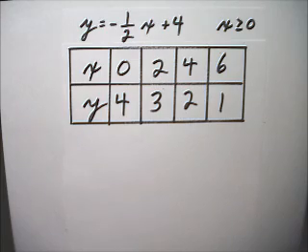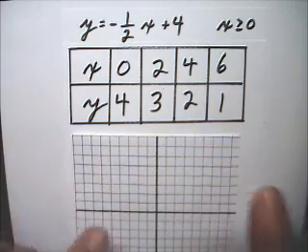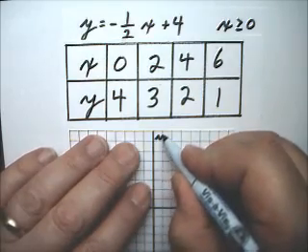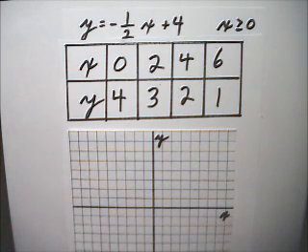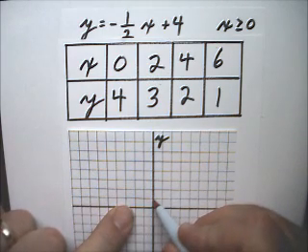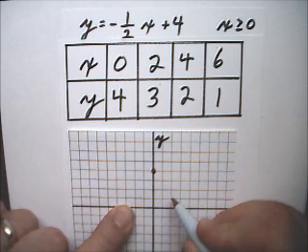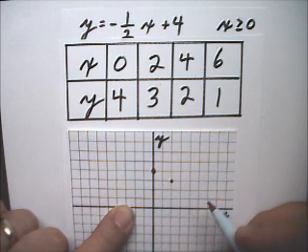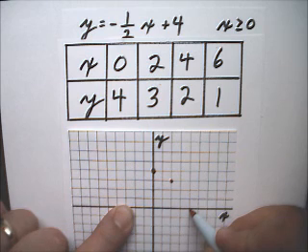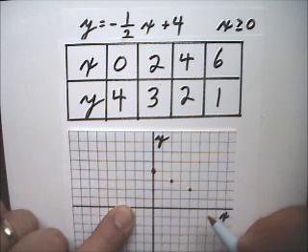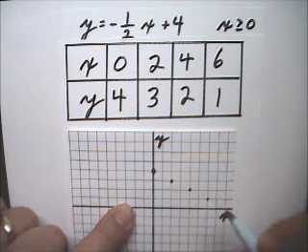Now that I have my table, I'm ready to graph this. When x is 0, y is 4: x is 0, y is 1, 2, 3, 4. X is 2, y is 3. X is 4, y is 2. And when x is 6, y is 1.